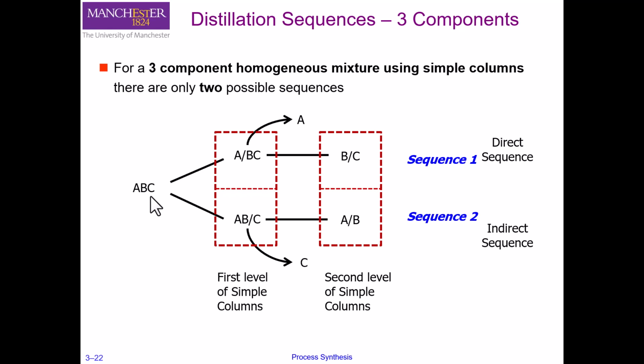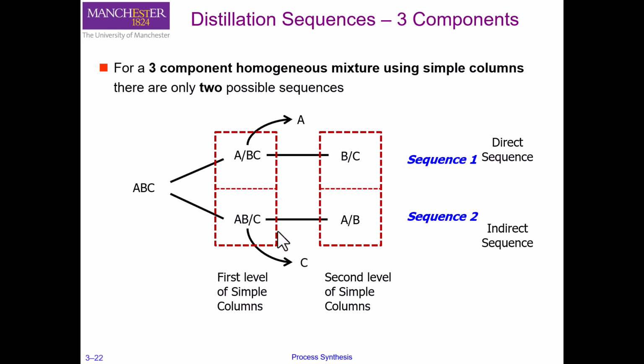If we look at this separation sequence now, for three components we will require at least two columns. In the first column, let's say we decide to take out the light key component, that is A, and the remaining two components B and C we feed to the second column, where B can be taken out as the top product, and C, because it's the heavy key component, will be in the bottom product.